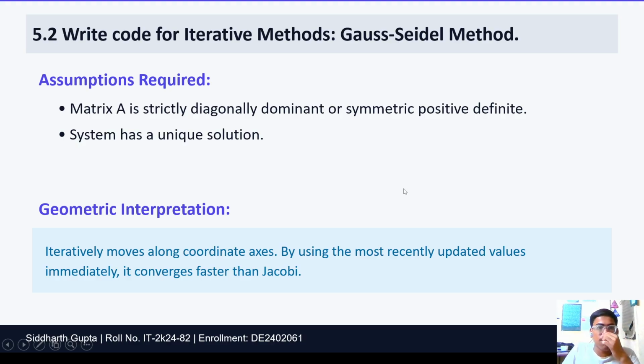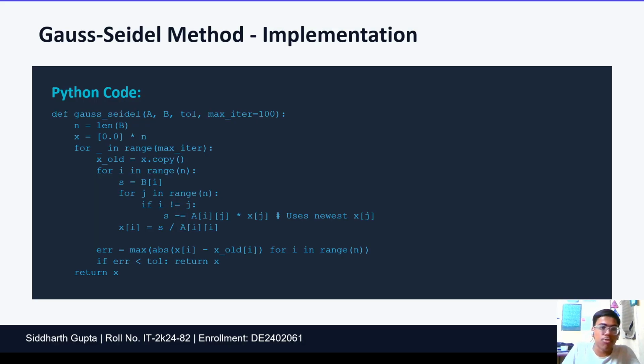Now moving on to Gauss-Seidel method, like writing the code for Gauss-Seidel method. Again, the same assumption that the matrix is diagonally dominant and the system has a unique solution. Geometrical interpretation: iteratively, it will move along the coordinate axes, and by using the most recently updated values immediately, it converges faster than Jacobi.